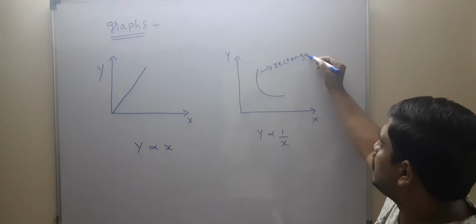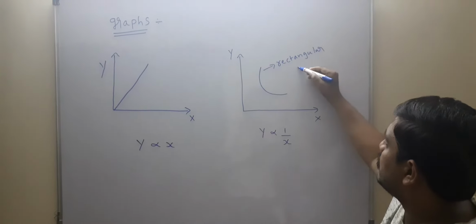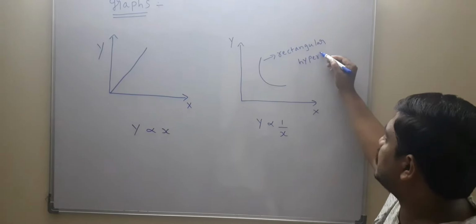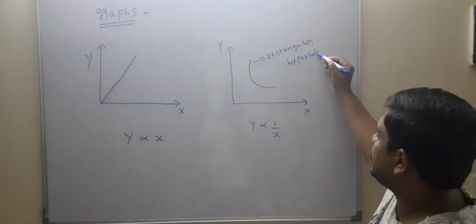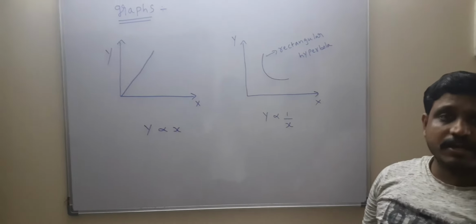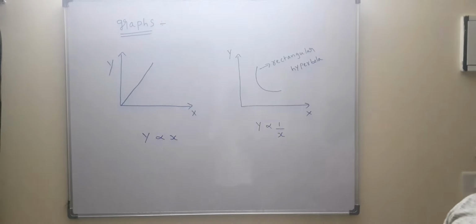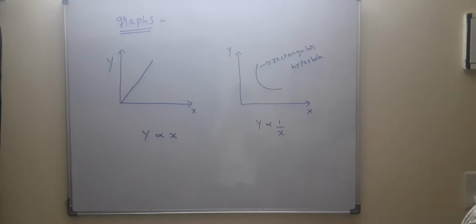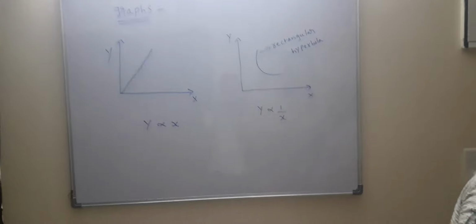Rectangular hyperbola. Y-axis, x-axis directly proportional: graph shape is straight line. Y-axis, x-axis both are inversely proportional: the graph shape is rectangular hyperbola.